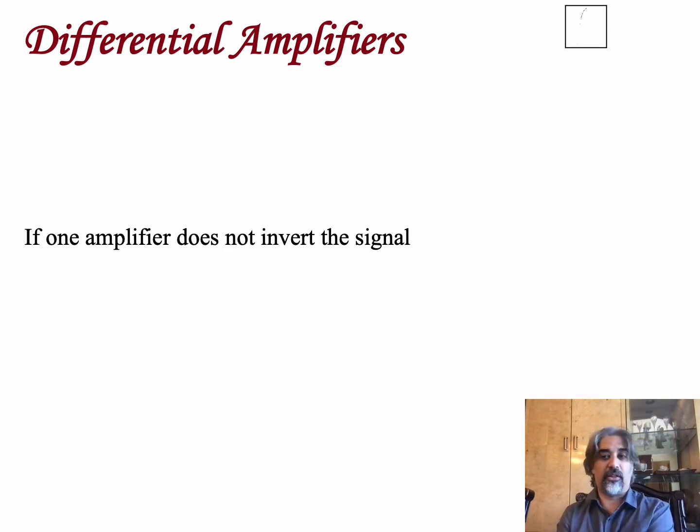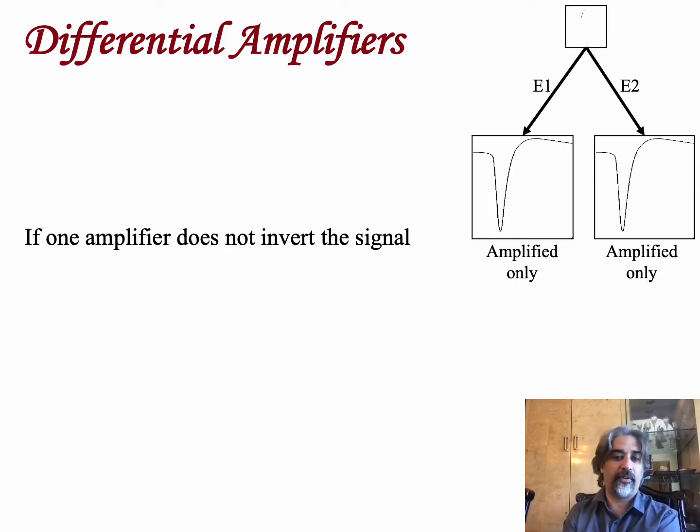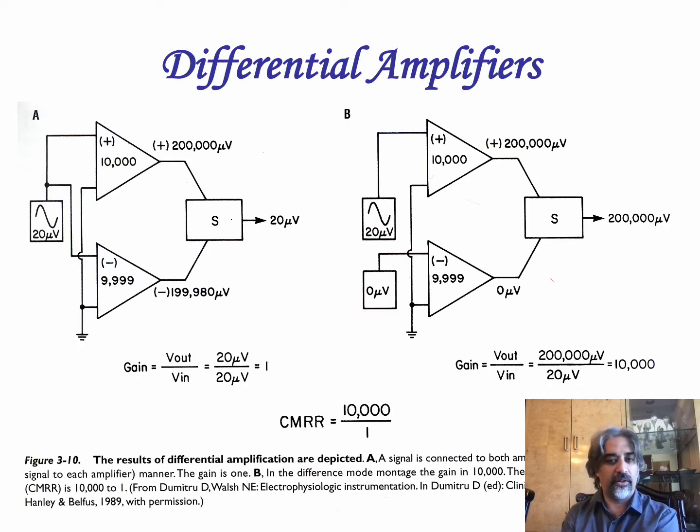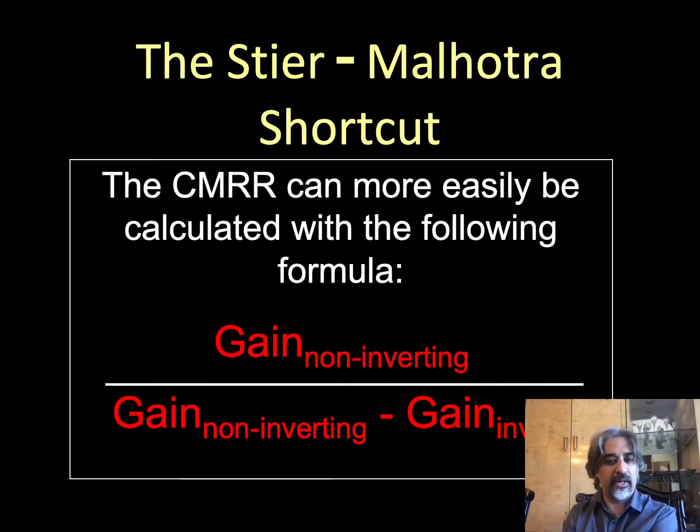So this is just a thought experiment. What if one amplifier didn't invert and you added them? Well, then you'd get twice the size of the signal. This is the derivation of common mode rejection ratio from Dumitru's textbook. A colleague of mine, Dr. Kyle Steer, when I was explaining all of this to him, saw that you really didn't need that whole big derivation. As long as you know what the gains are, you can figure out the common mode rejection ratio. So this is, again, for one question on the boards, and for those of you who are a little geeky or engineering types.